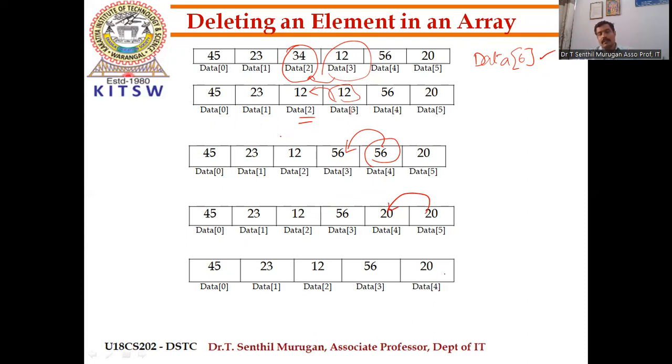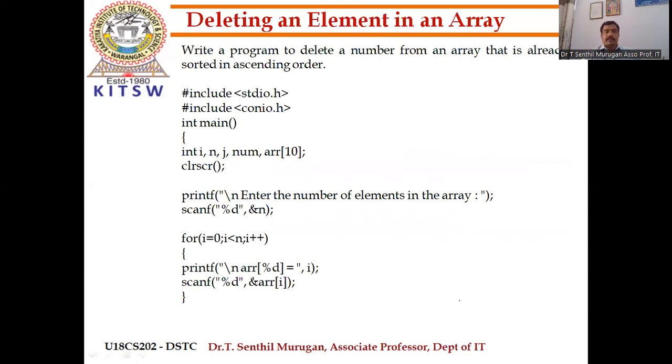So after shifting it, finally data 5 will be removed. Up to data 4 only will be there. Okay. Successfully we have deleted the element. So we will see that simple program.